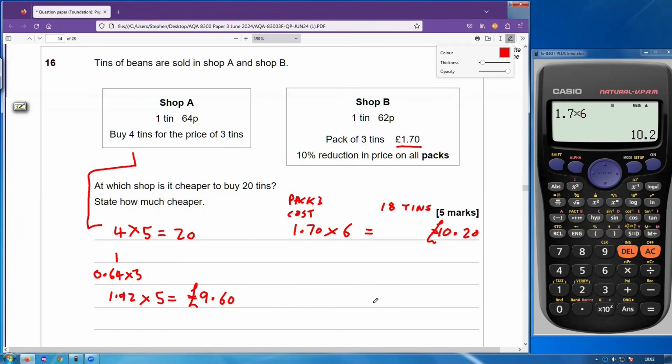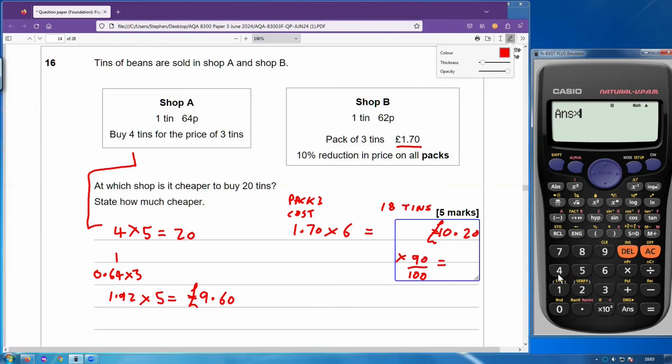Okay. And then we get a 10% reduction in the price on all packs. And these are the packs we've bought. We've only bought 18 tins, but we can get a 10% reduction on that. So that means we've got 2 ways of doing it. We can take 10% off, or we can times it by 90%. And that's what I'm going to do. I'm going to times it by 90 over 100 and put the price there. £9.18.